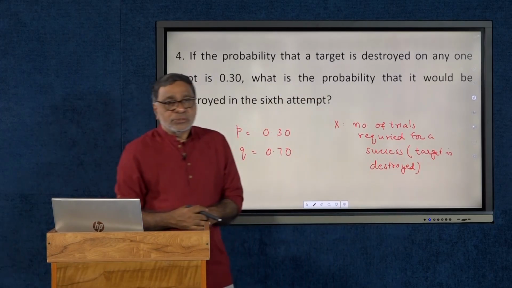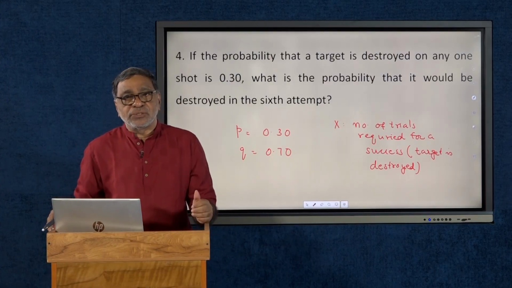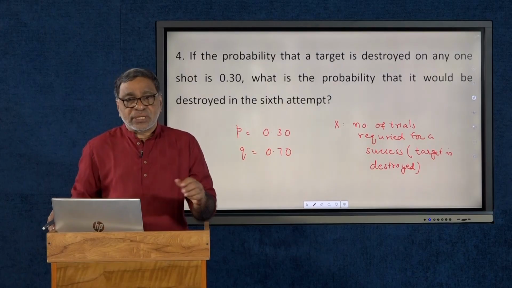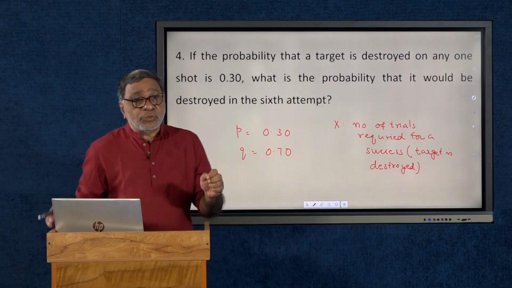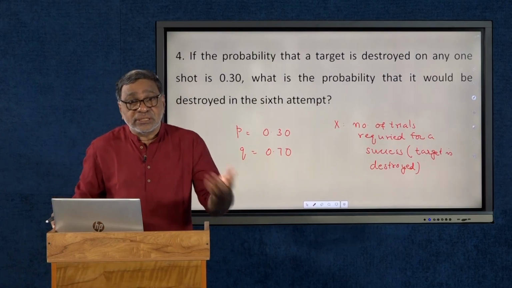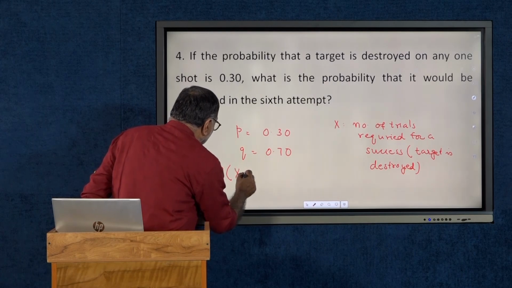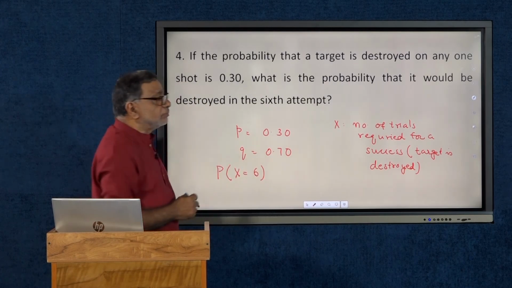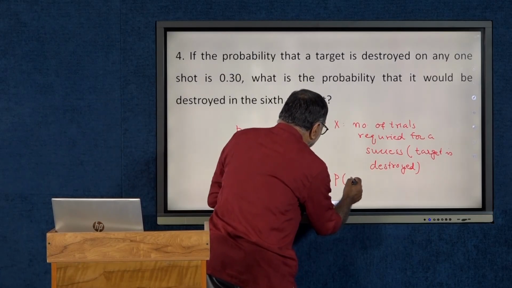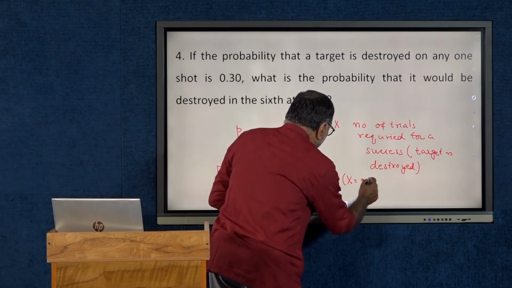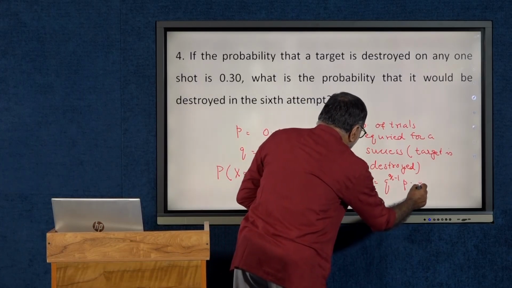See, so this is the way we are defining the random variable. X is the number of trials required for a success, and here the success is the target is destroyed. So our question is the target is destroyed in the sixth attempt. So our problem is to find the number of trials required is 6. Before that, what is the general expression? The general expression for the probability of X equal to x, our geometric probability mass function, we have this value.